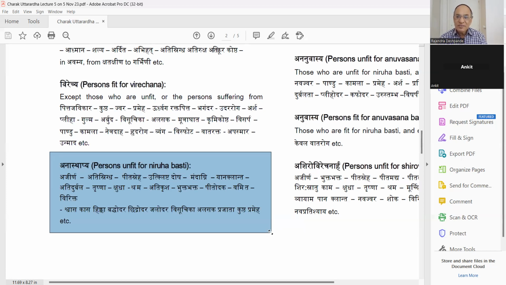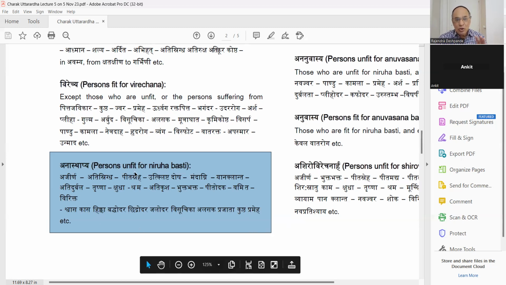What is the difference? Anuvasana is only oil. Asthapana is oil plus decoction of the plants plus paste of the plant churna. So it is a mixture, not only oil; that is called Asthapana. Now we will see Anasthapya, those to whom we should not give Niruha Basti or Asthapana Basti.